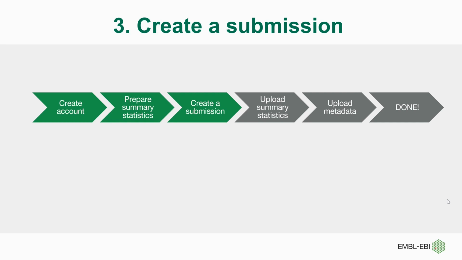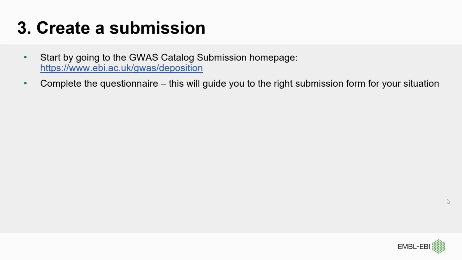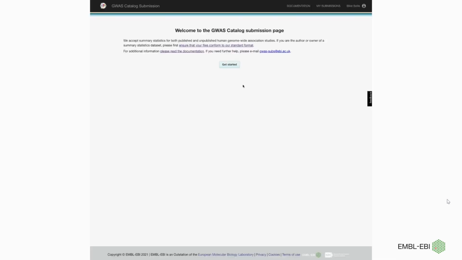So once your summary statistics are validated, it's time to create a submission on our portal. You can start by going to the GWAS Catalog submission homepage and completing the questionnaire. This will guide you to the right submission form for your situation. So for the example that I showed earlier, I would just click on Get Started and then that would take us to these questions.